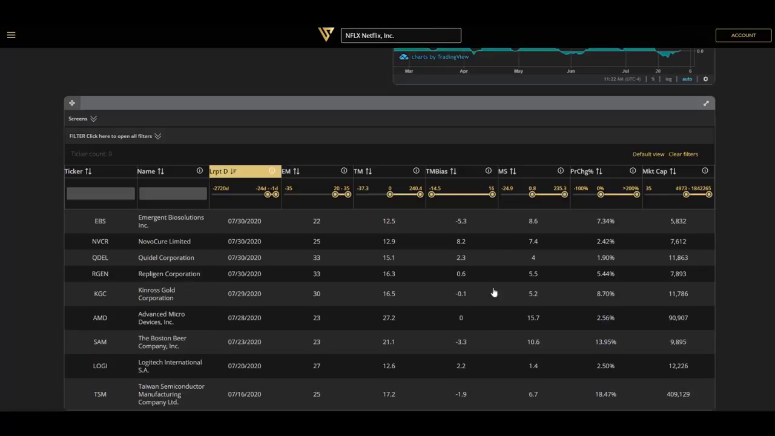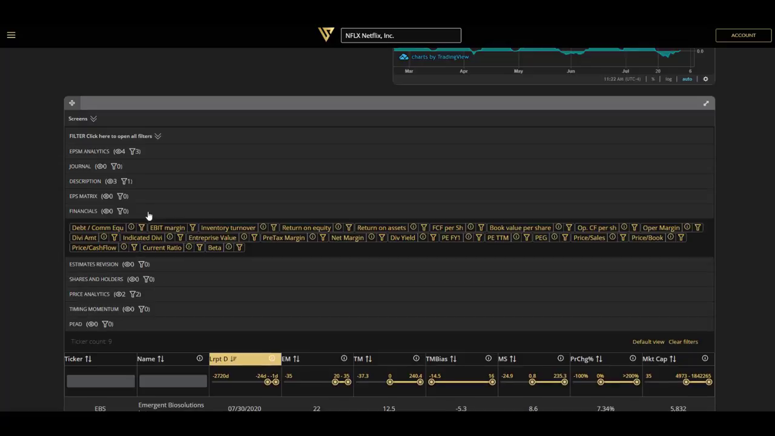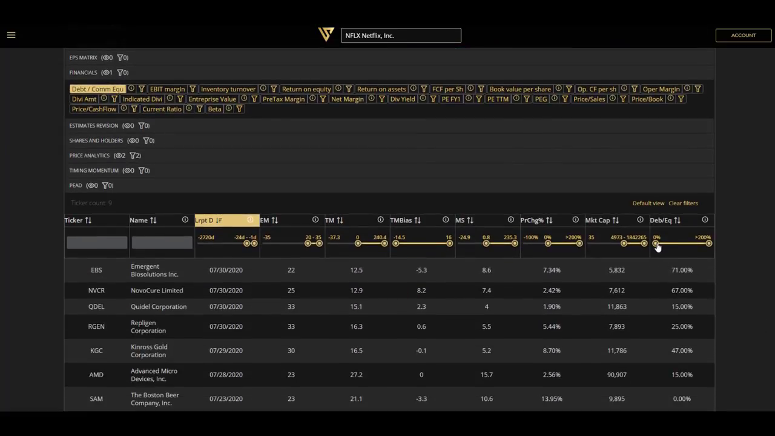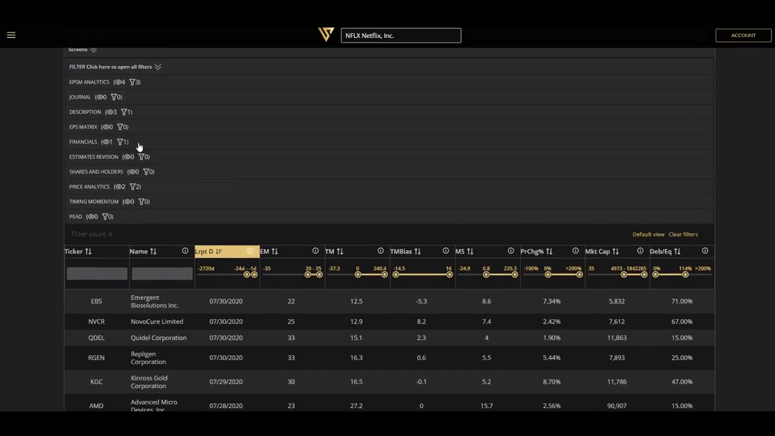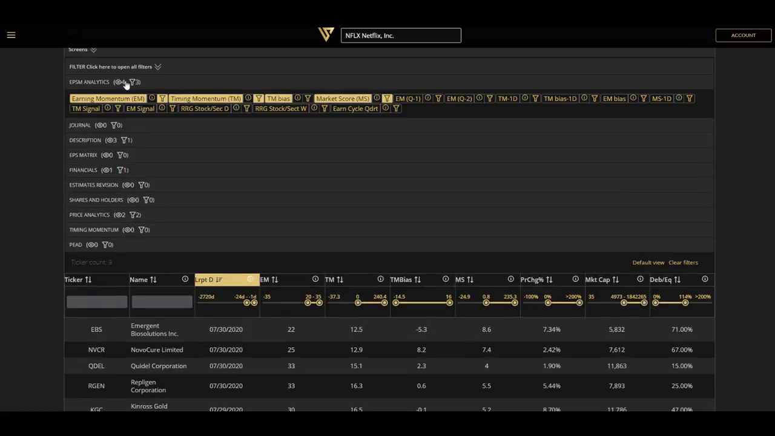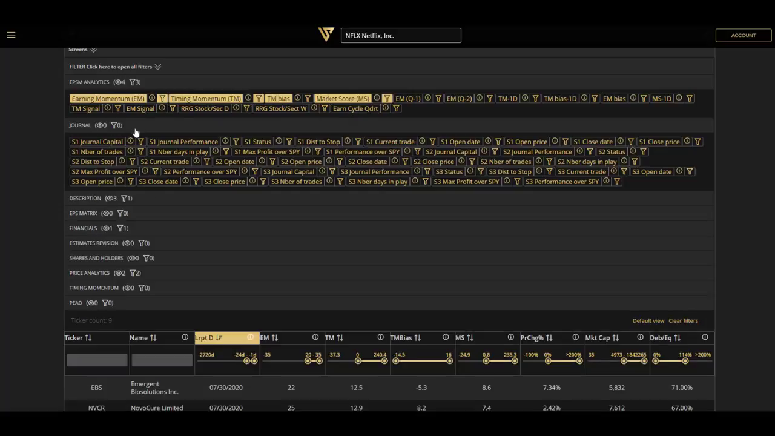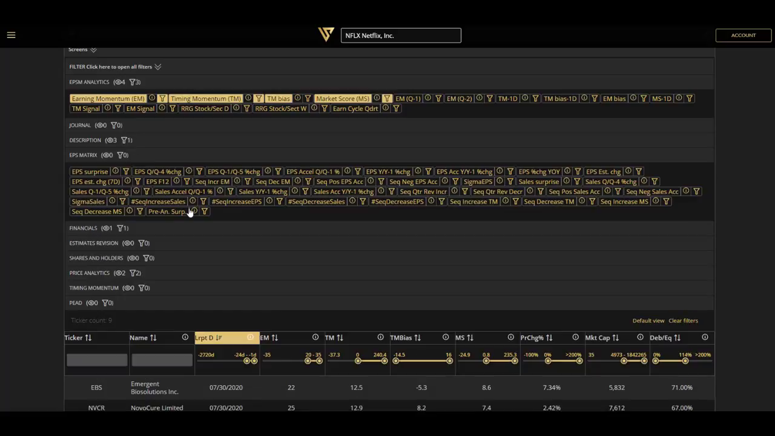The market score greater than 0, 9 stocks, and so on. You can click and put in the filters, financial numbers. Debt to common equity. This is pretty classic and not very innovative because you can find it everywhere and anywhere. But what is truly unique is all the EPSM analytics, the RRG sector, the signal, the earning quadrant, the actual performance here, or even the EPS matrix.